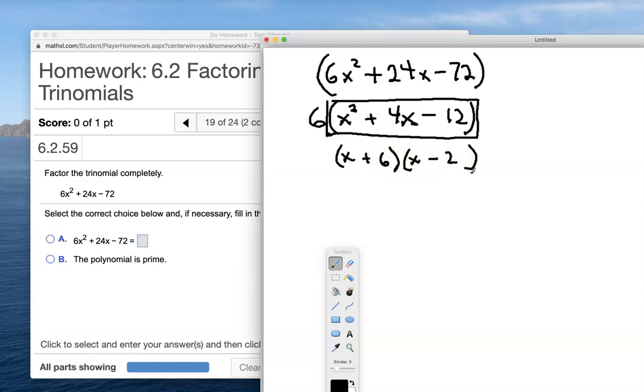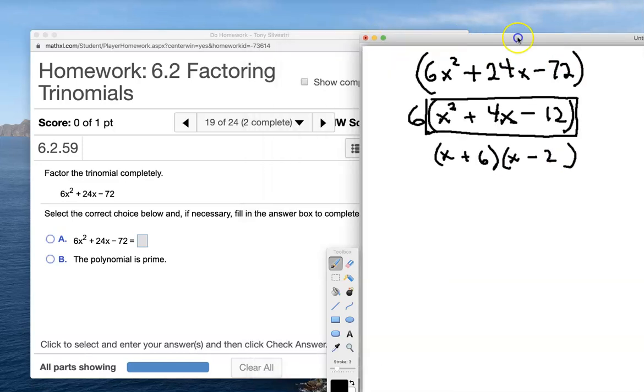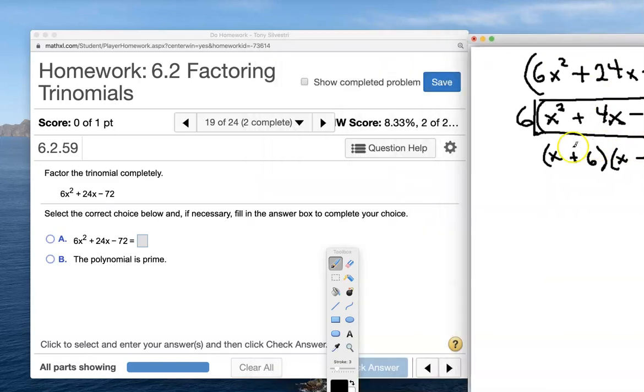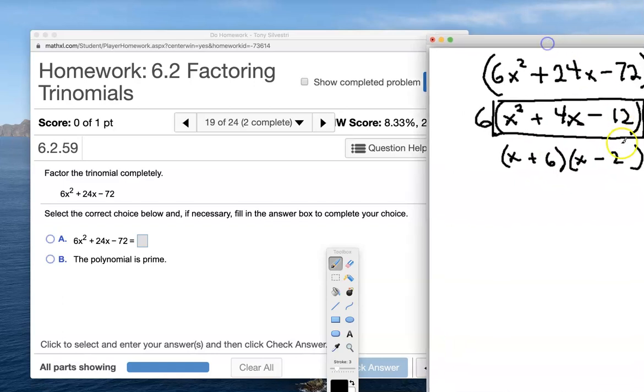So what do I put into the computer? Okay, it's not enough to put this part. It's not enough to put this part here. Don't forget the 6 that you pulled out originally. This 6 has to come down as part of the answer. And so now that's it.